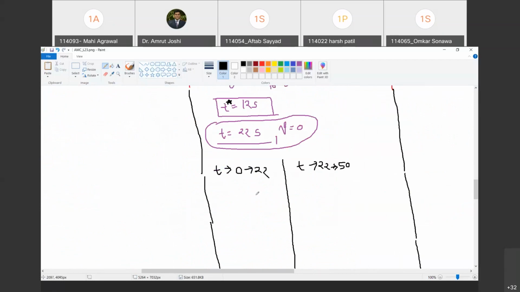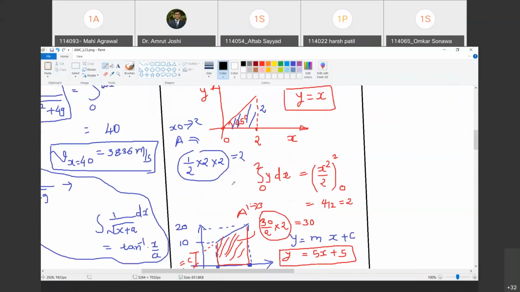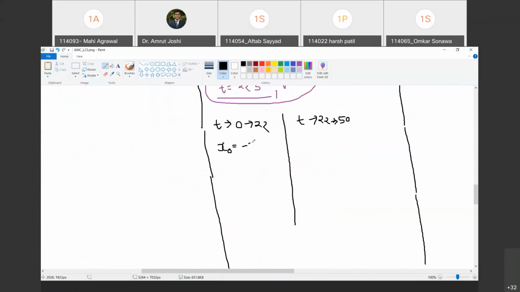Now in these times, I am going to calculate change in position. Do you agree with me? Yes, sir. So what is the position at x equal to 0? Tell me. Problem में दिया है it is minus 540 feet. Do you agree with me? Yes, sir. It is given that when t was 0, the particle was at minus 540 feet from origin. So x0 is minus 540. Are you with me? Yes, sir.